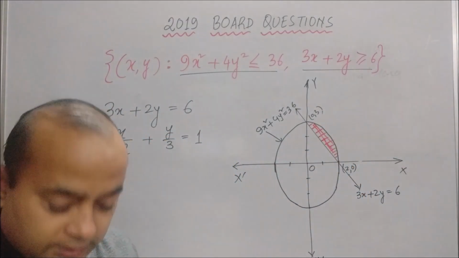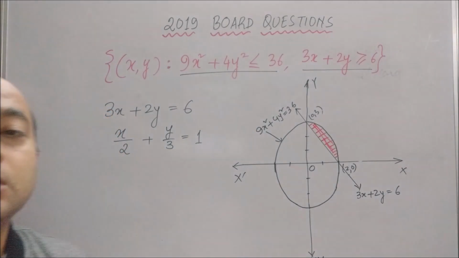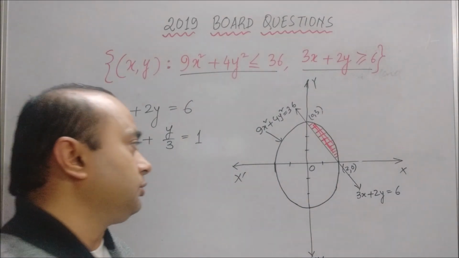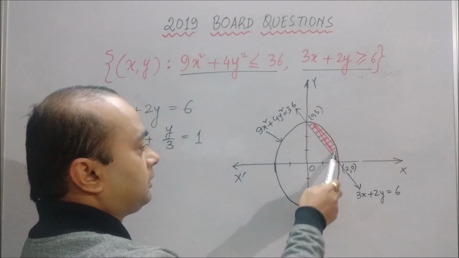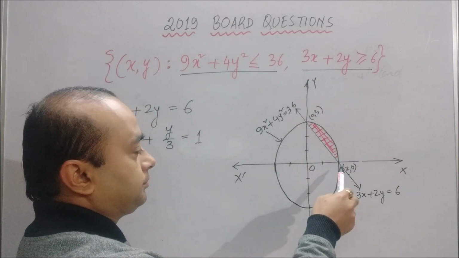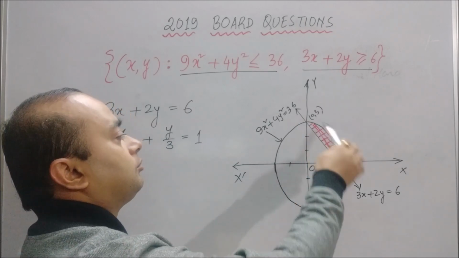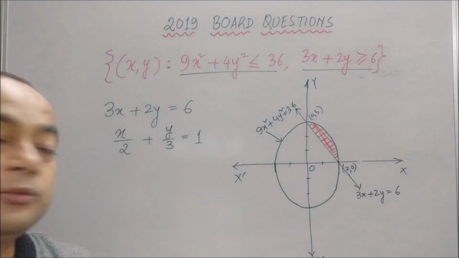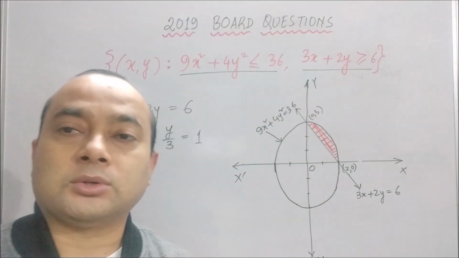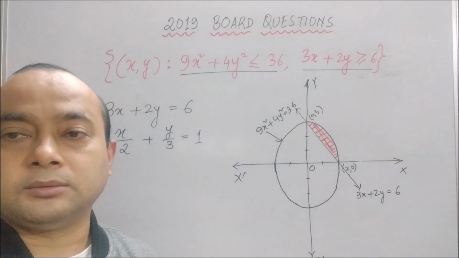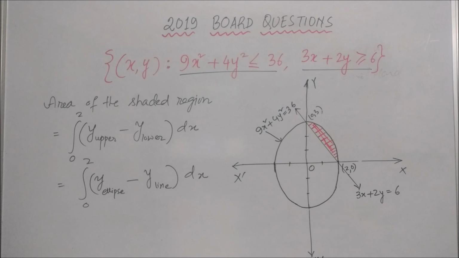And how to find this area? Which formula do we have to use here? We see that the ellipse is at the top and the line is at the bottom. So x will go from 0 to 2, y upper minus y lower. That formula will lead us to the answer to the question. So let us go ahead. So this is the formula.